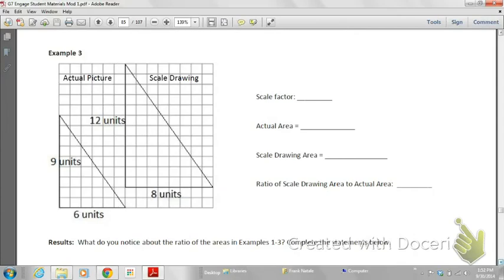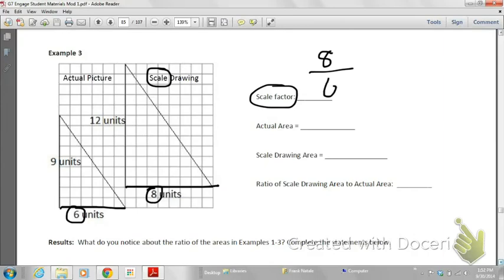Okay, so let's go ahead and do scale factor first. Sticking with our one-dimensional scale factor, and again, just taking two corresponding sides, which we would do this one here, 8, and this one here, 6. The 8 is our scale, so that's going to go on top. So it's going to be 8 over 6, which can be reduced to 4 over 3.